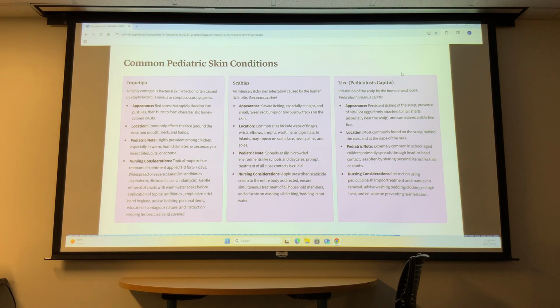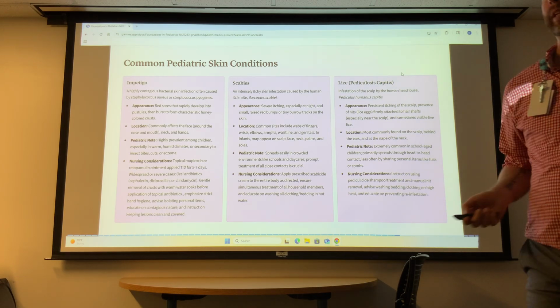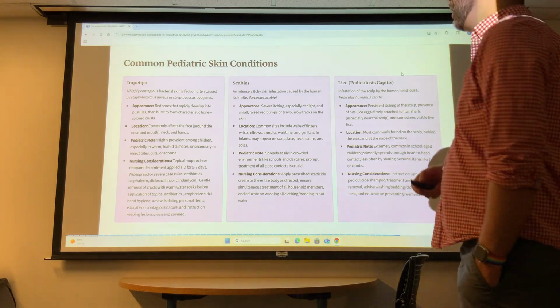Okay, so going through some common pediatric skin conditions. We've got impetigo, scabies, lice. Is everyone all itchy now? My favorite thing to talk about.